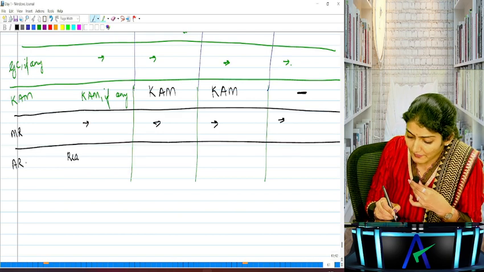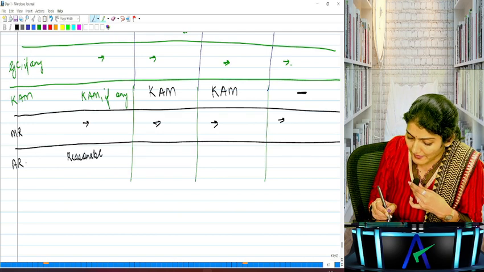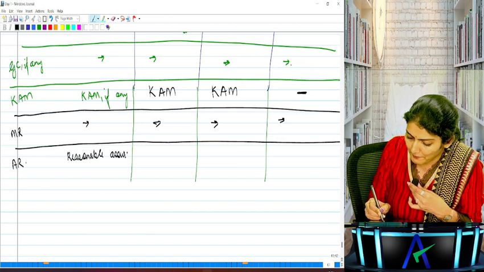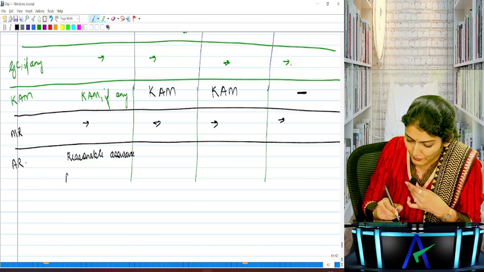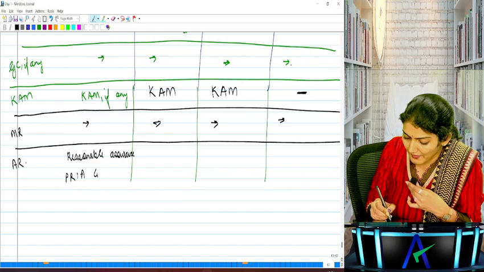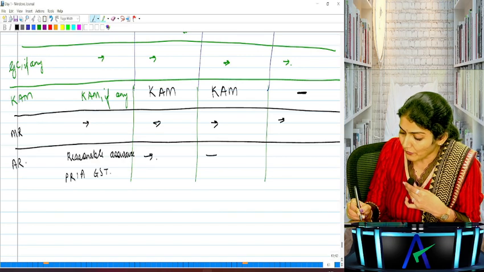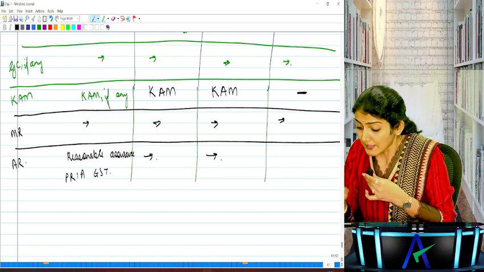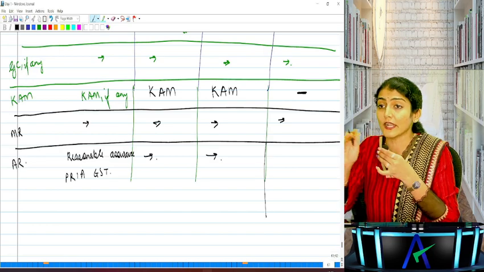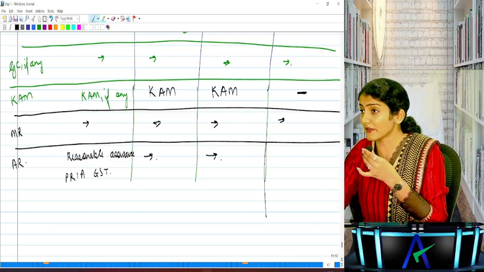We obtain reasonable assurance that financial statements are free from material misstatement. And then what you have? Priya without the Y and GST. Same for qualified, same for adverse. Disclaimer of opinion, no writing Priya GST, no writing reasonable assurance.